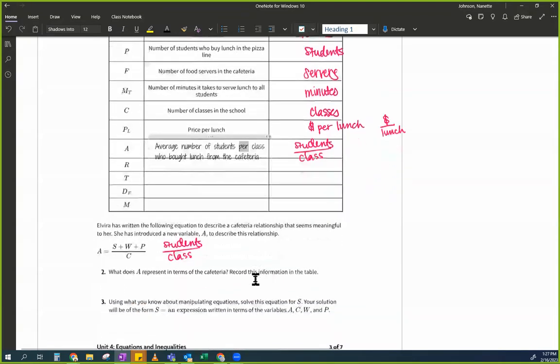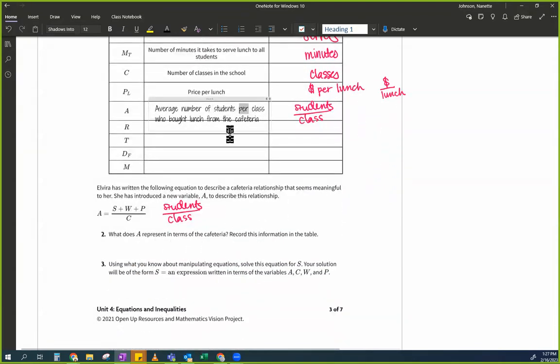All right, let's try another. What does A represent? We already did that. Using what you know about manipulating equations, solve this equation for S. Take this equation over here, and I'm going to copy it. A equals S plus W plus P over C. They want you to solve this equation for S.